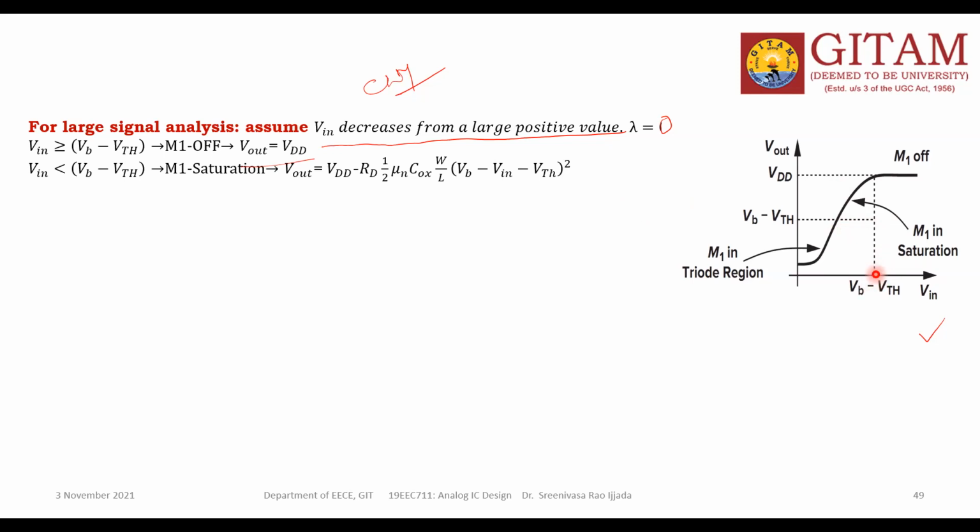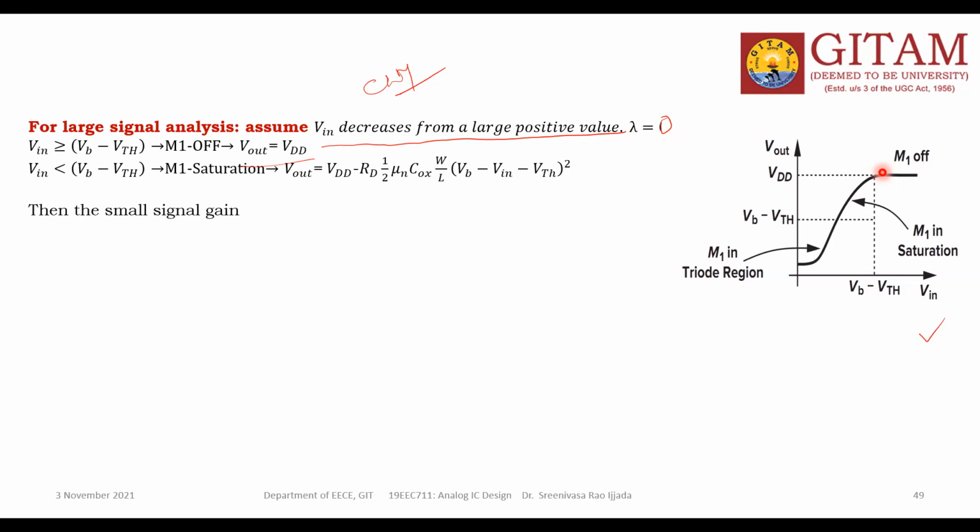If you see these characteristics, this is VB minus VTH here. I'm talking about Vin being less than this value. For example, when you are here, your output voltage is not VDD, it is like this. From here to here, M1 is in saturation. What is the saturation current? You know, 1/2 μn Cox W/L times (VGS minus VT)². But here, what is the VG potential? VB minus Vin minus VTH.